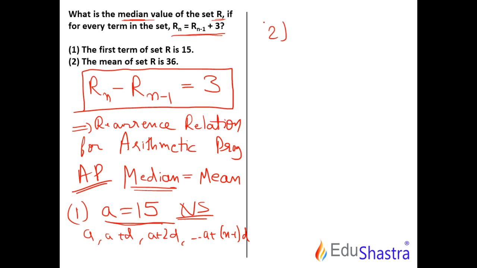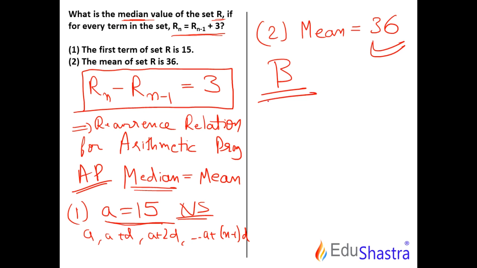The second statement is directly giving me the mean is 36, and this should directly help me because I know that for an AP median equals the mean. Since mean is known, so median itself is 36. Hence, this becomes sufficient. So my final answer is definitely B for this problem. Overall, this was just testing your knowledge of how the set of values of an AP are statistically related to each other, and that's how it was.